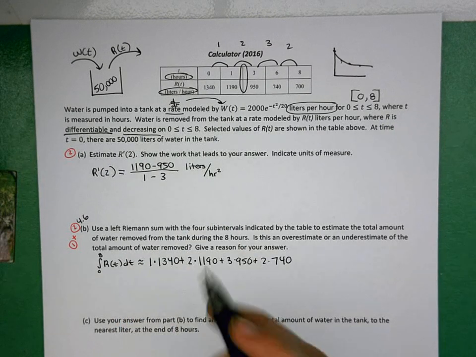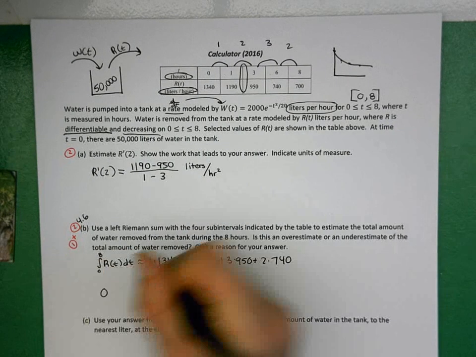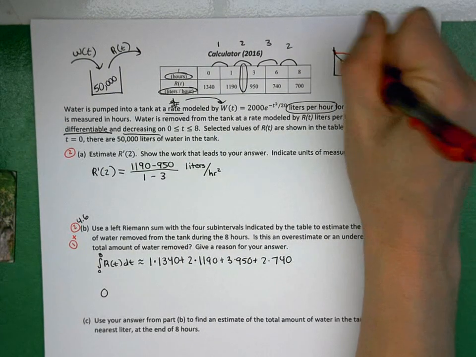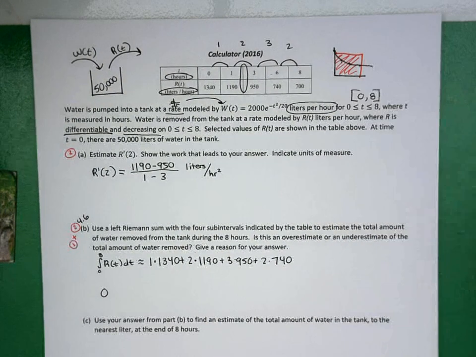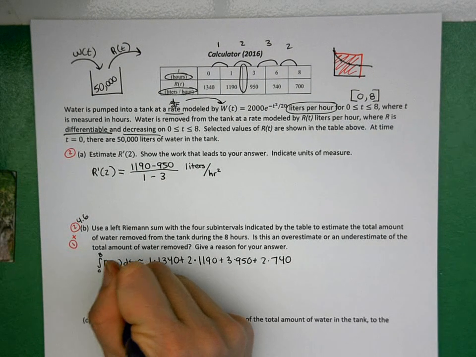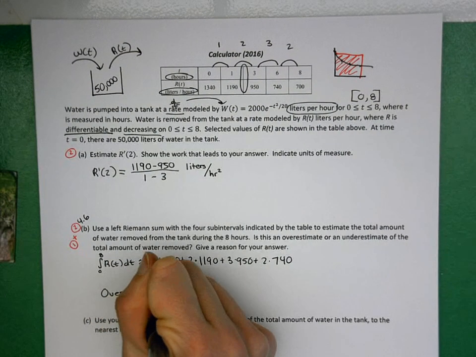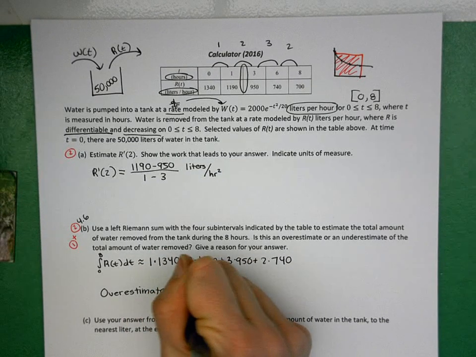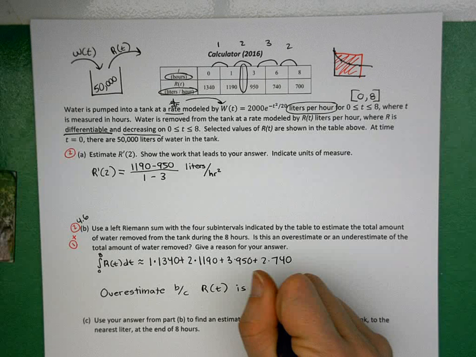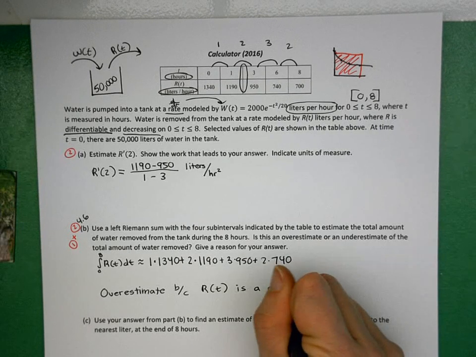If I drew in that left-hand Riemann sum, it would definitely be above my function there. Okay, so overestimate, because R of t is a decreasing function. Okay?